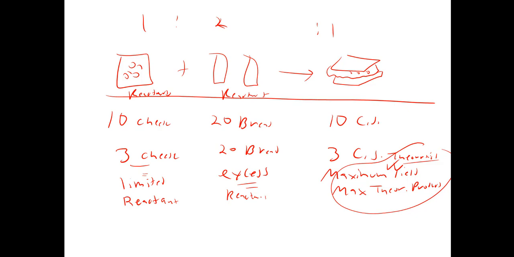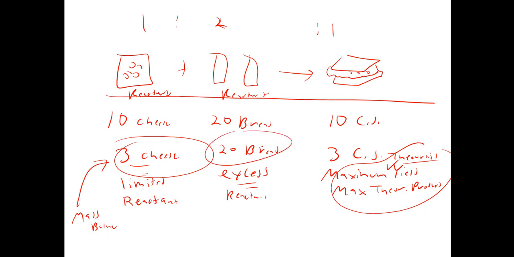Now, things get a little bit more complicated when we use grams. So I could go ahead and use a scale or a mass balance. We'll just stick with a mass balance. And I could go ahead and weigh the cheese and the bread on my mass balance and turn this into grams. And then we still have to figure out what the limiting reactant is and the excess reactant. We can't just reason it out by the numbers.